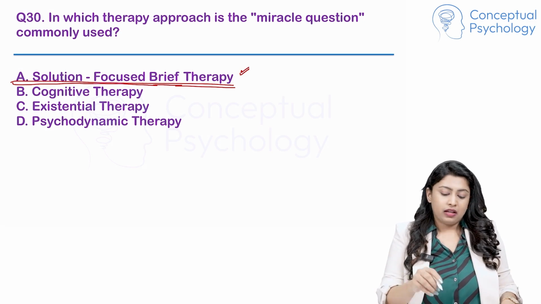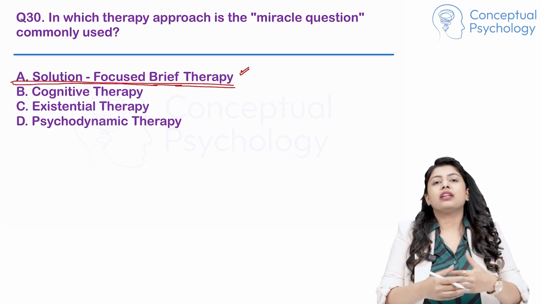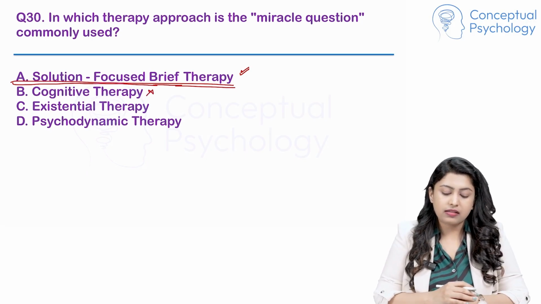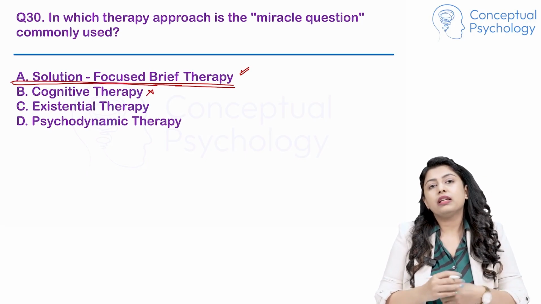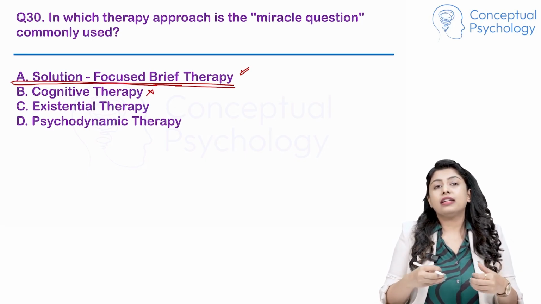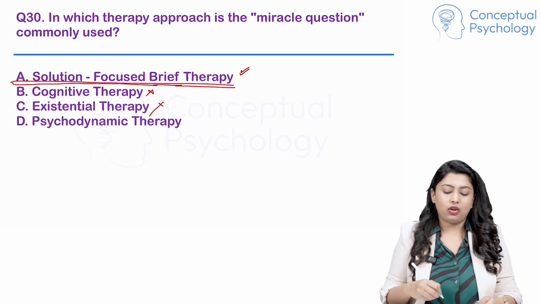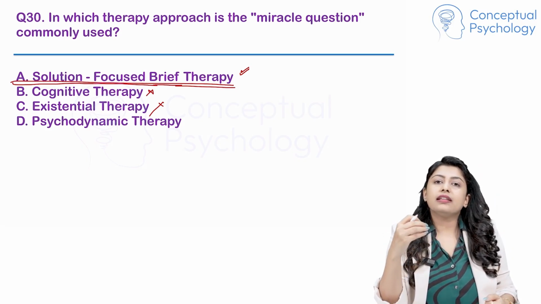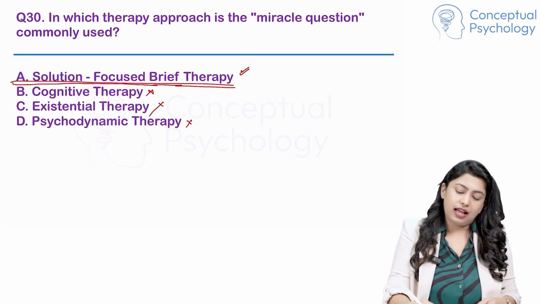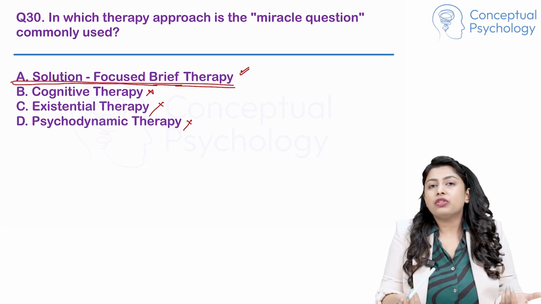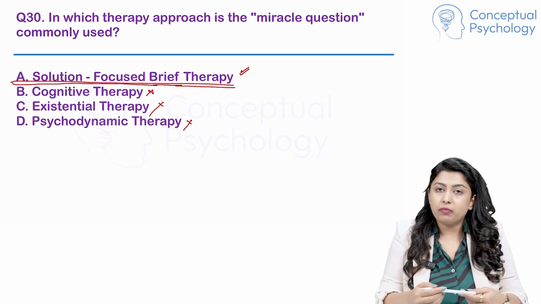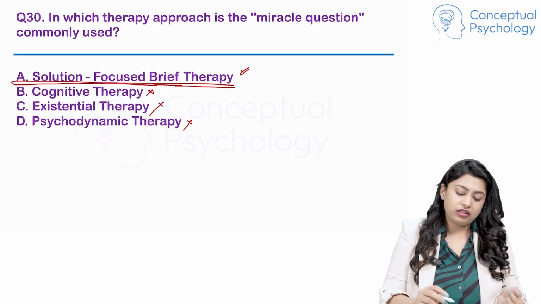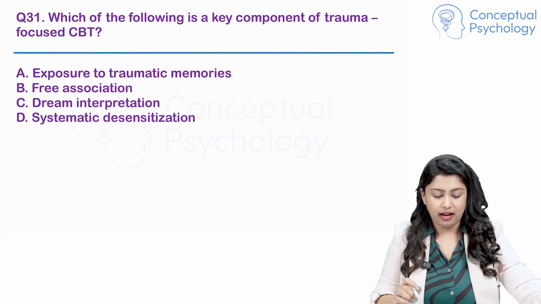All right. Cognitive therapy, it uses techniques like thought records and cognitive restructuring, hence, this is not the right answer. Existential therapy, it focuses on meaning making and existential concerns, hence, not the right answer. Psychodynamic therapy, it uses techniques like interpretation and transference analysis. So, the miracle question helps the clients in SFBT envision the solutions and identify the concrete goals for positive change. Hence, A is the correct answer.